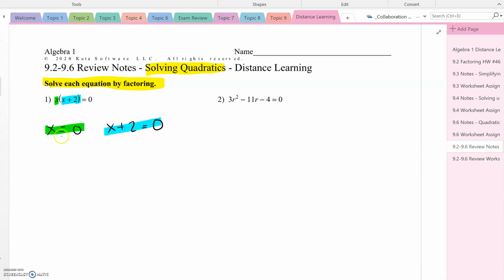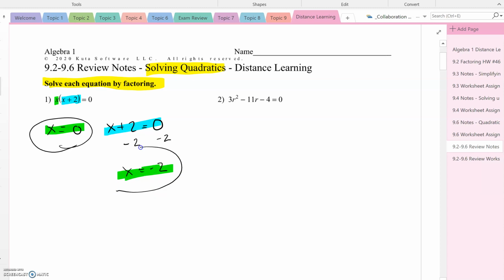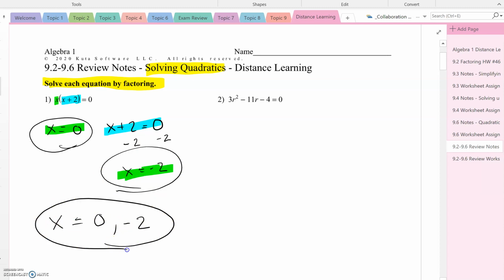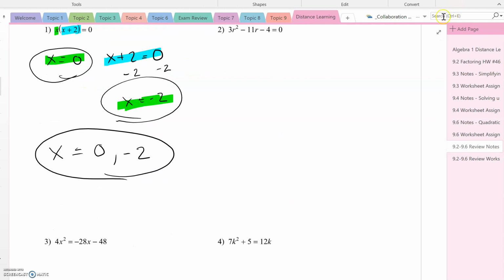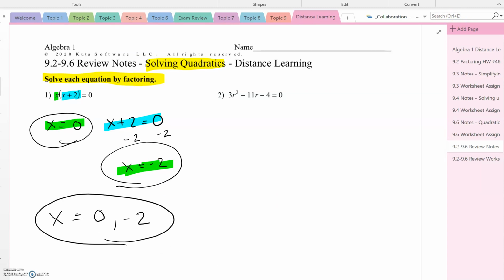And then we just have to solve from there. So this one is already solved for. To solve this one for x, I'm going to subtract 2 from both sides and get x equals -2. So my answer here is x equals 0 and x equals -2. So that was one where they had already factored for us and we just need to solve for x. Let's look at one where we have to factor ourselves. So in number 2, you'll notice that we need to do the factoring.